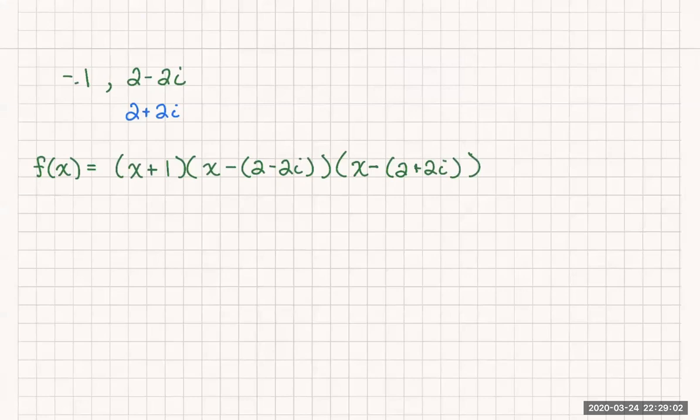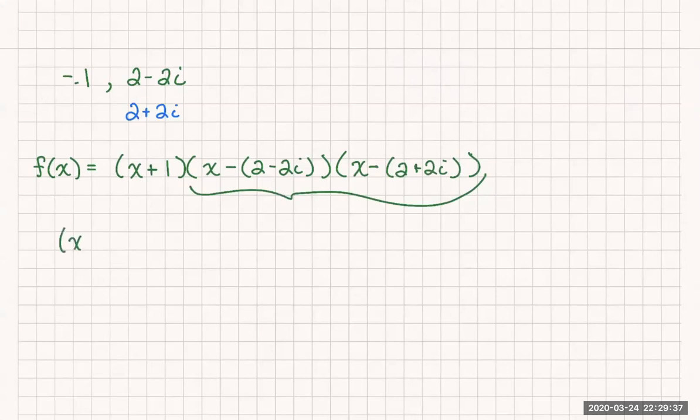Now, some of you will be tempted to distribute the negatives here. I highly advise not doing that because it's going to make your polynomial a lot more complicated. So just do minus the entire root in parentheses. Do not distribute the negative through now. Okay. So we're going to start off by multiplying my factors with my imaginary roots.